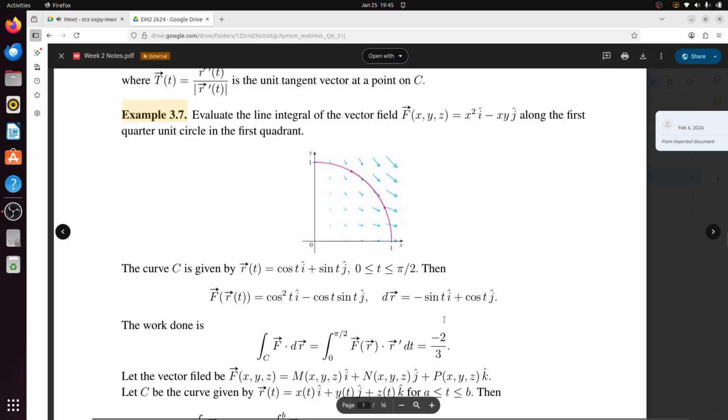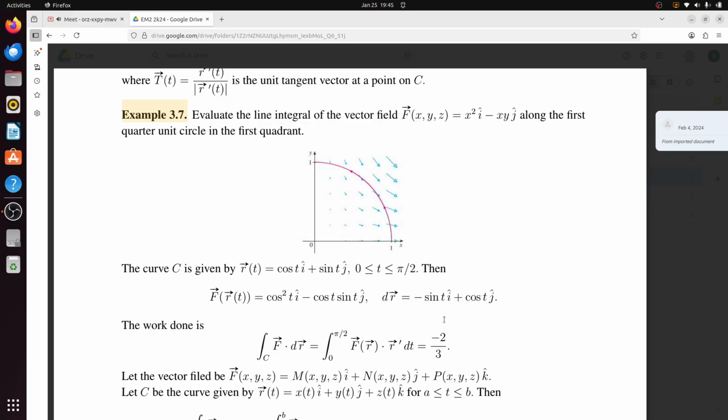I think you all are familiar with dot product and cross product, right? You all know what is dot product and what is cross product, right?